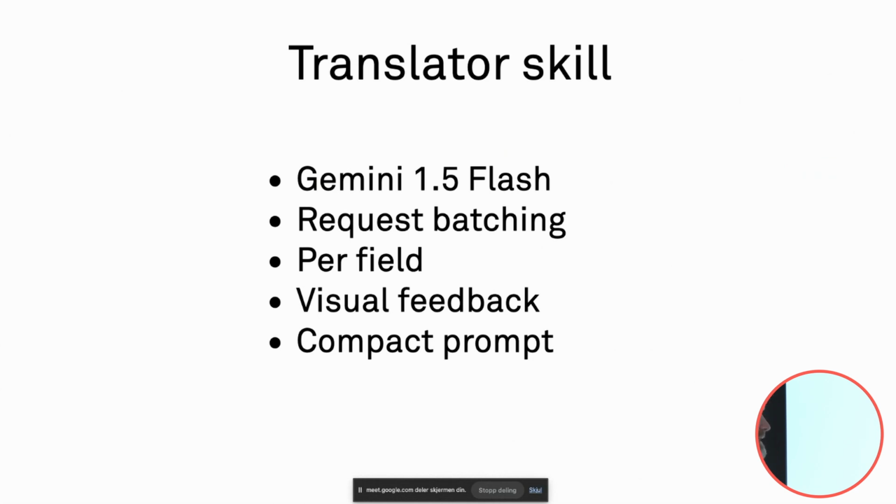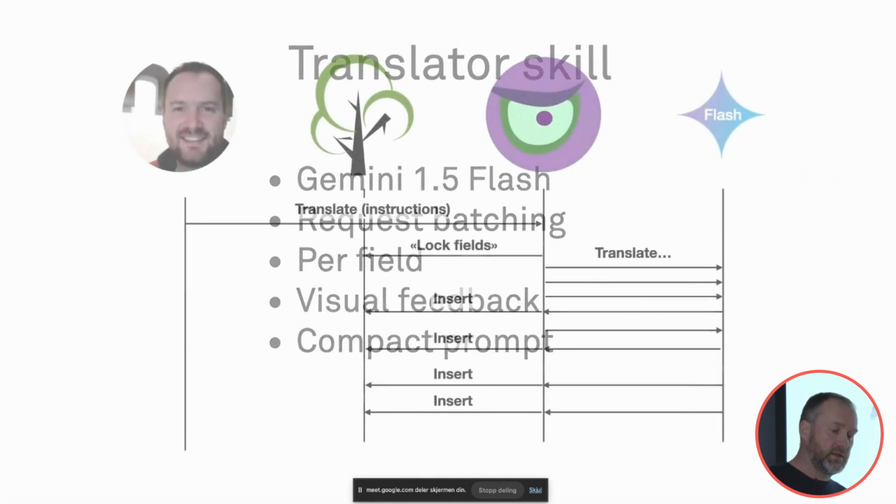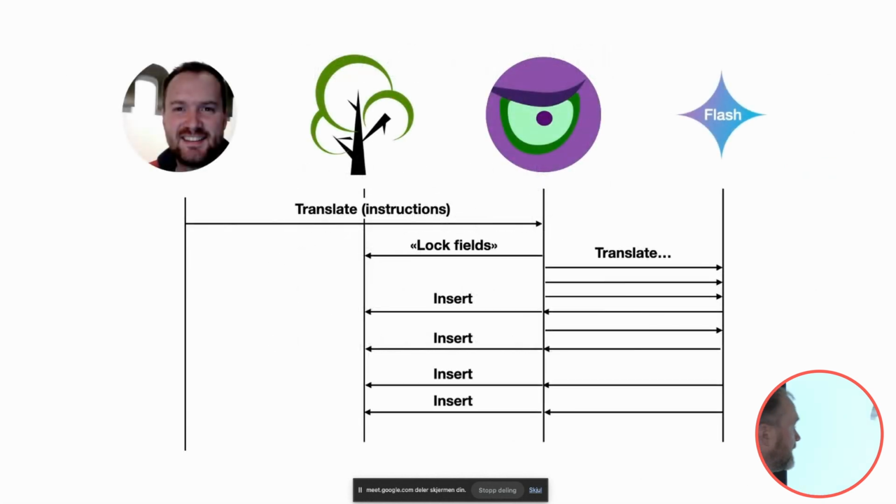But to do it that fast and to handle it the way we do, we do request batching here. We do it per field, and we give you this visual feedback. We lock fields, and then we populate them as things come back. And the way that works is something like this. I click the button, translate, and optionally provide some instructions. It will then lock all the fields that it's going to translate. And then it's going to send off a bunch of requests, as you see here, to the AI. So if you have 100 fields, it's going to be 100 requests to the AI, like this. And then as the responses come back, it's just boom, boom, boom, boom, boom, insert. So it makes it really fast.